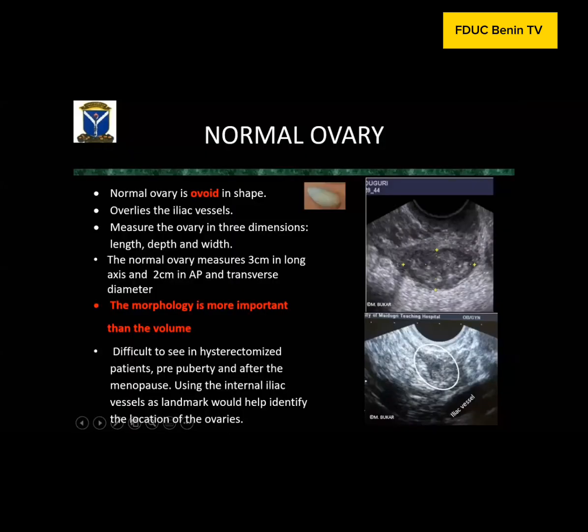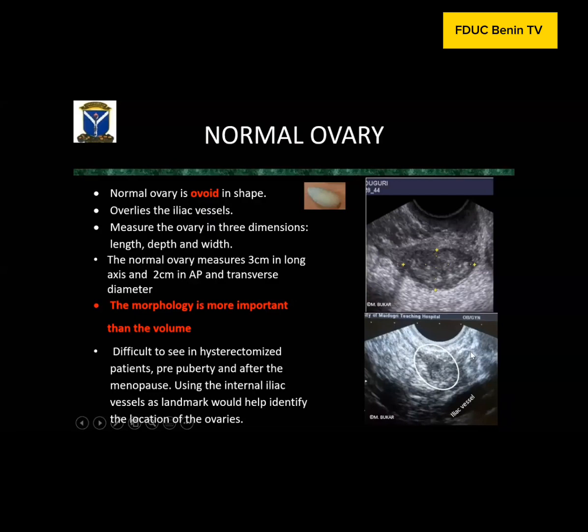Now, the normal ovary is ovoid in shape, and not just the ovary, any mass must be measured in 3 orthogonal planes. What is important as far as assessing the ovary is concerned is the morphology rather than the volume, because the volume changes with the menstrual cycle. Occasionally, there will be challenges locating the ovaries, especially in prepubertal girls and in the postmenopausal period.